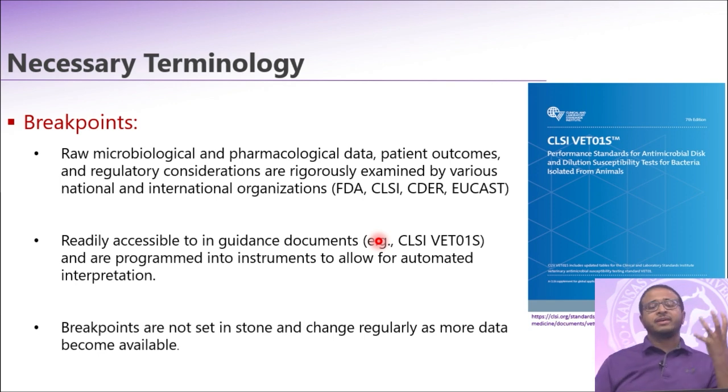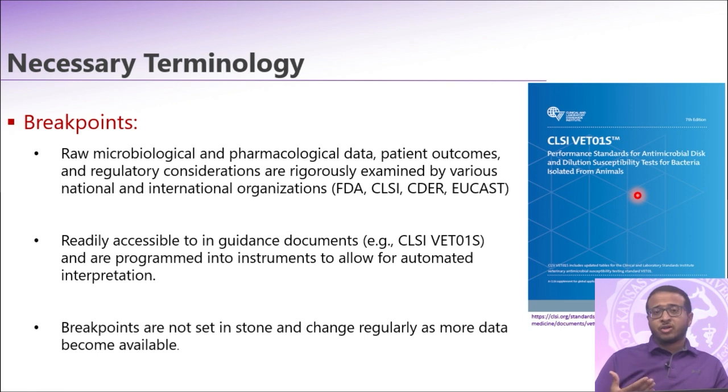So these are a lot of experts that get together and bring this information together, in vitro data, in vivo data, and of course regulatory data as well, before these breakpoints get into publication. Once these are approved and are out there, they become readily available and accessible to us in a document, just like you see here in this document on the screen. This is the most recent CLSI guidelines for antimicrobial susceptibility patterns for bacteria that are recovered from animal sources, that was just published in January, February this year.